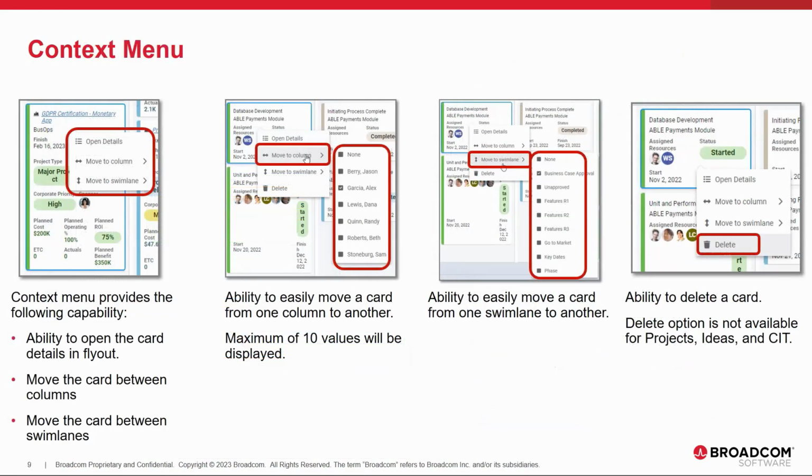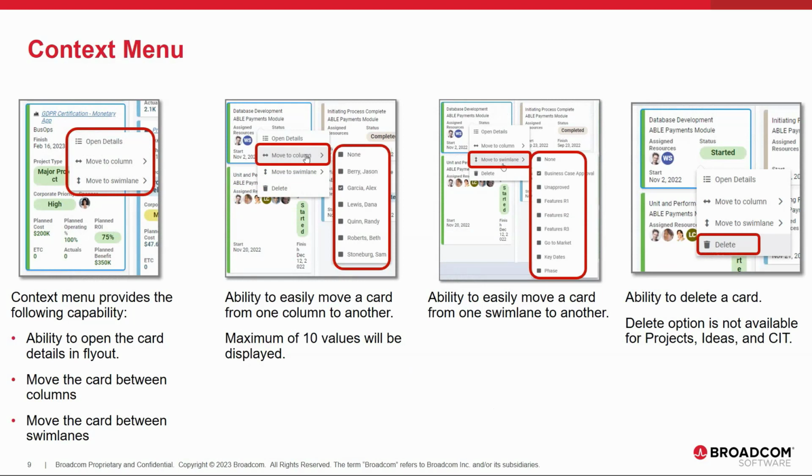The card also supports context menu, which is the right click on a specific card. Doing so will open the context menu, and the user will see the option to either open the card details, which is opening of the flyout. The user will have the option to move the card between columns or move the card between swim lanes.